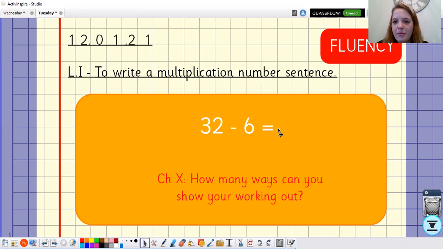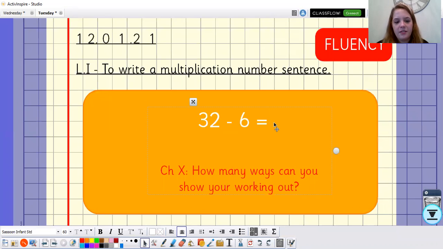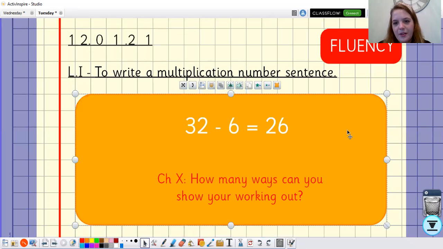Okay, hopefully you've had some time to work that out now. Now, 32 subtract 6. Now we've got a problem because we don't have enough ones in 32 to subtract 6 ones. So we need to exchange 1 ten for 10 ones. Okay, I wonder what you managed to find as the answer to this number sentence. The answer is 26. Well done if that was the answer that you found too.